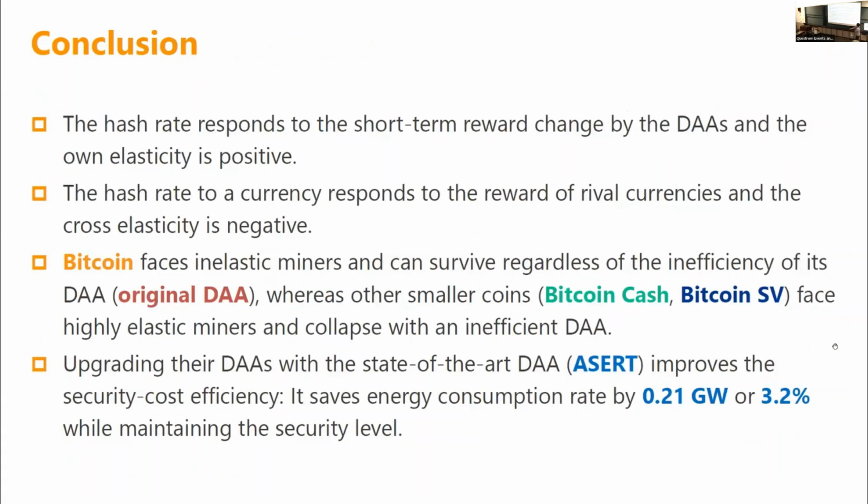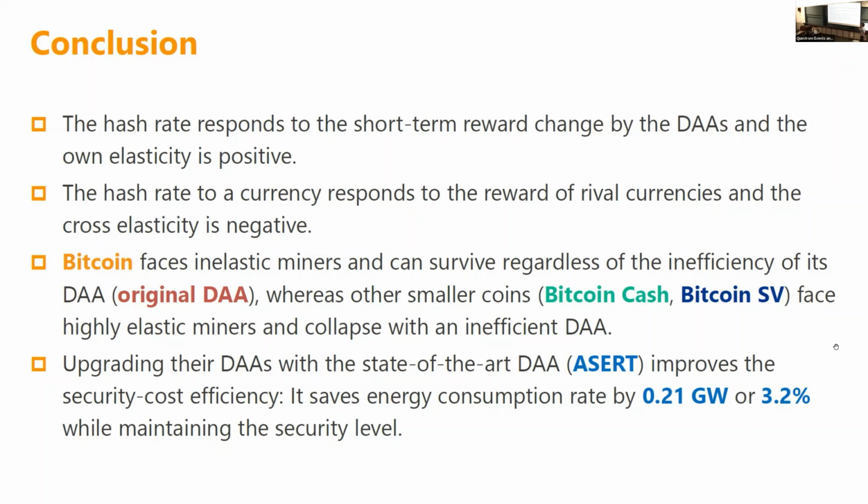Okay, so let me conclude. The hash rate responds to the short-term reward change by DAA, and its own elasticity is positive. And the hash rate of a currency responds to the reward of rival currencies, and its cross elasticity is negative. And our contribution is to propose a method to estimate the shape of the hash supply function. And we find that Bitcoin faces inelastic miners and can survive regardless of the inefficiency of its DAA, while other smaller coins, Bitcoin Cash and Bitcoin SV, face highly elastic miners and collapse with an inefficient DAA.